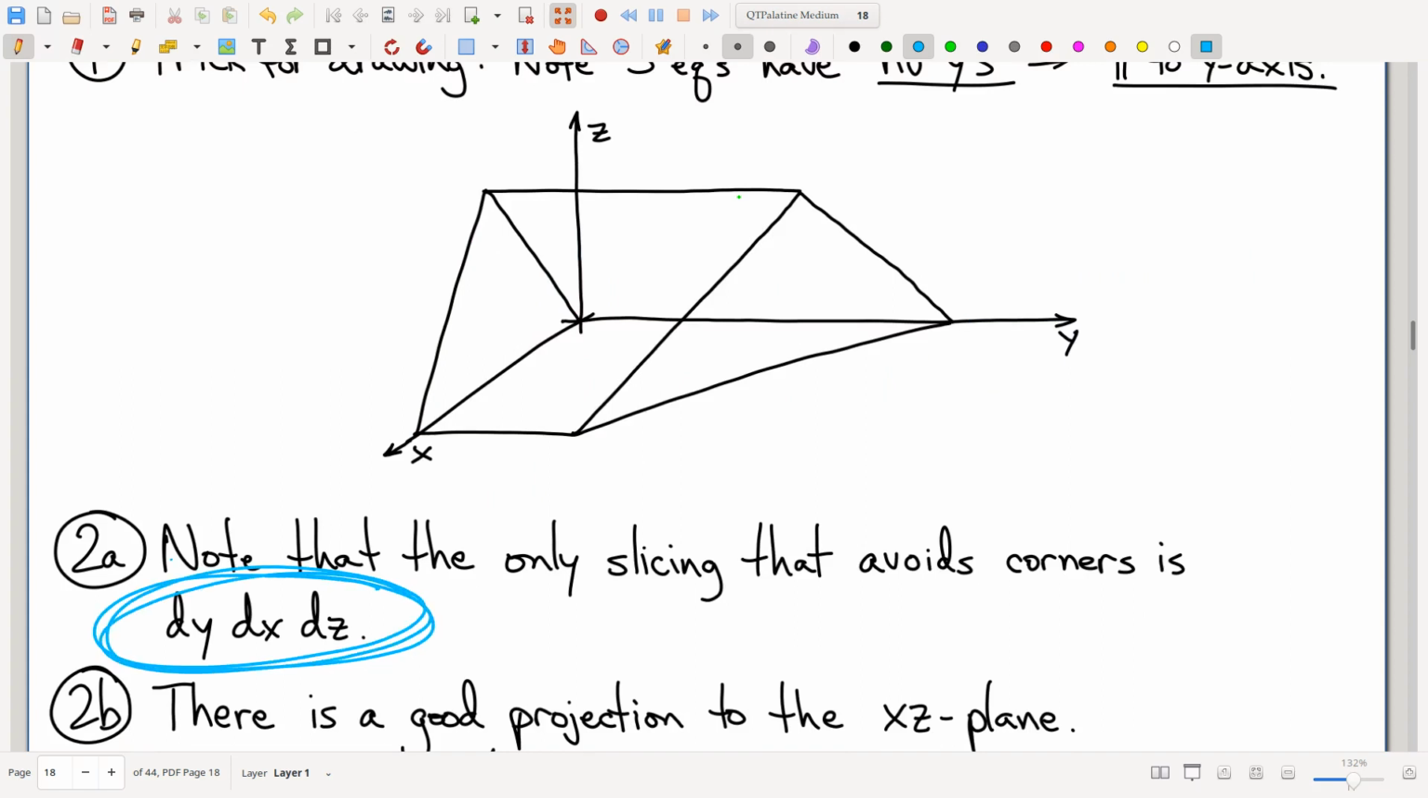Your Z slices all look like, oh, come on, I can do better than that. Let's do it like this. The Z slices all look like this. No problem. No corners except at the very start and the very end, all of which is okay. That's the Z slices.